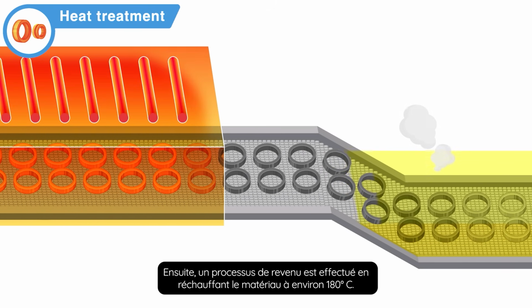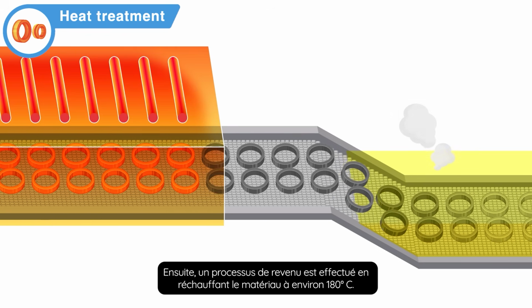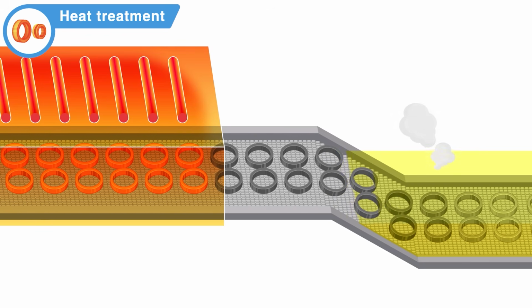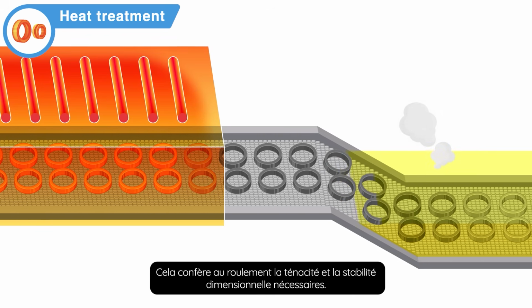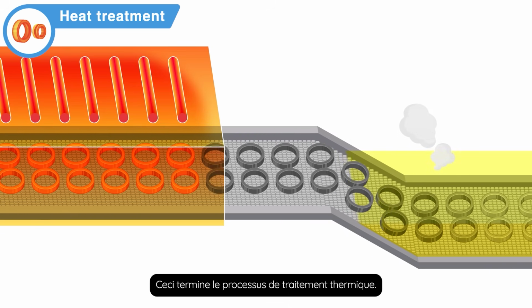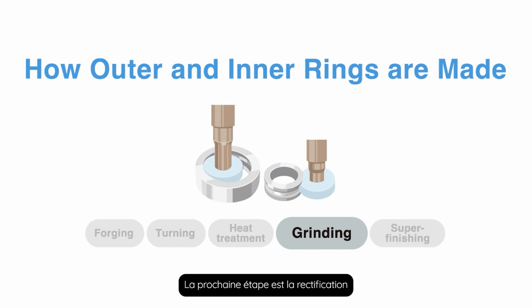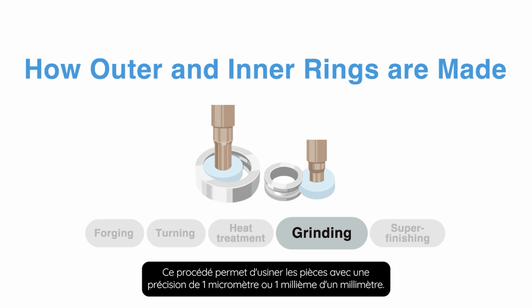Next, a tempering process is performed by reheating the material to approximately 180 degrees Celsius. This gives the bearing the necessary toughness and dimensional stability. This completes the heat treatment process. Next is grinding. In grinding, dimensions are ground to the accuracy of 1 micrometer or 1/1000th of a millimeter.